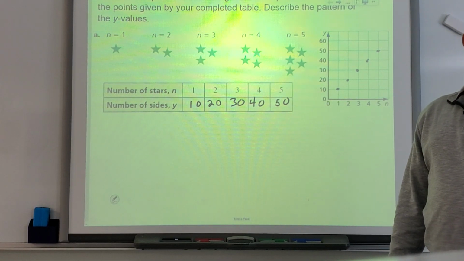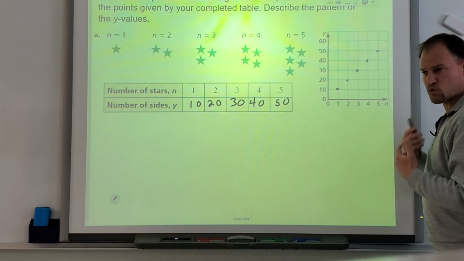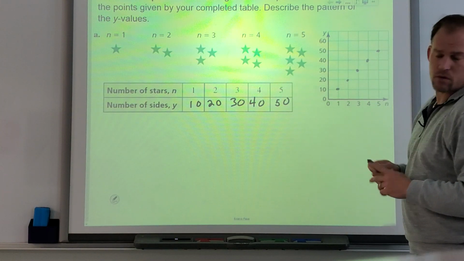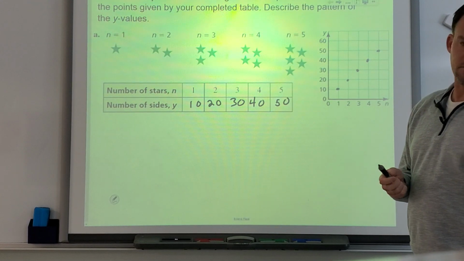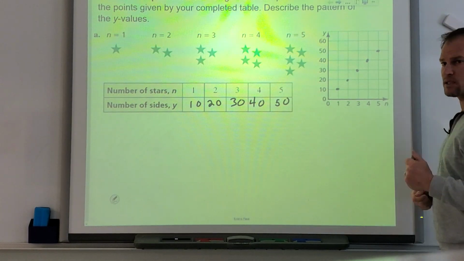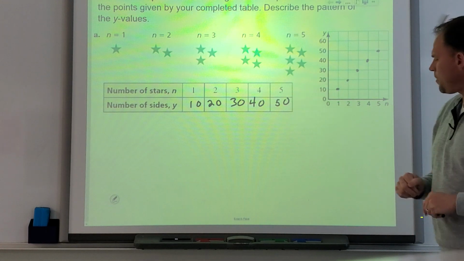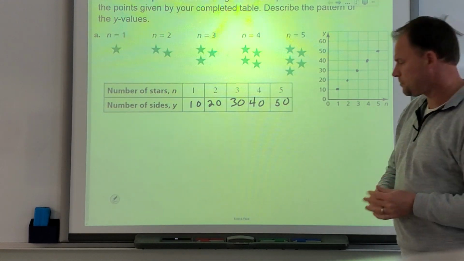What do you notice about our graph? What do you notice? Okay, think about it. Have some ideas, jot them off to the side. What do you notice about this graph? And we'll come back to it, okay?